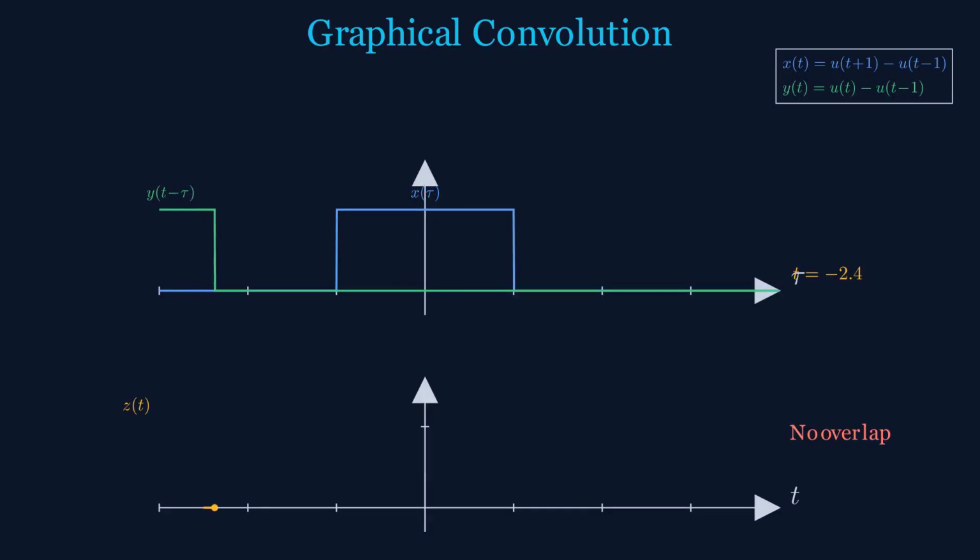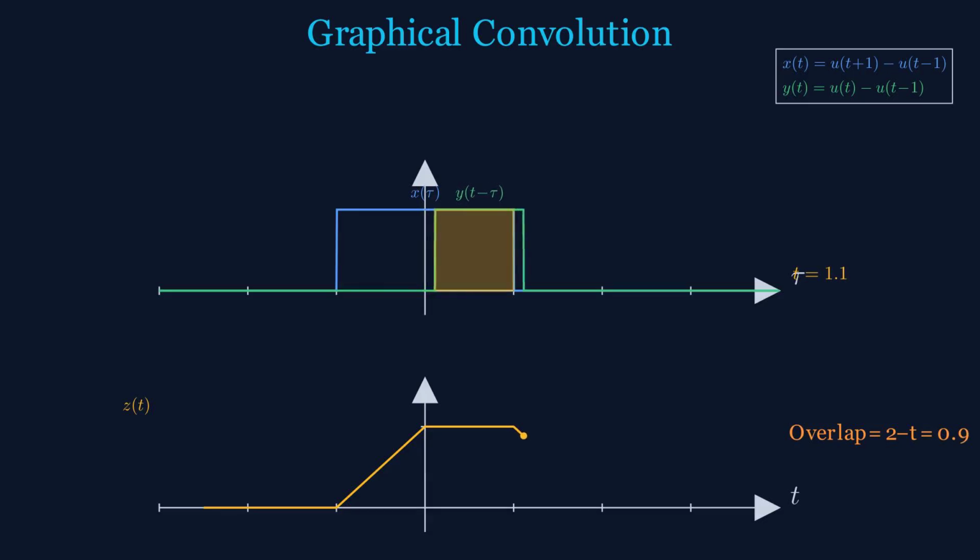When t is less than -1, there is no overlap, so z(t) equals 0. When t is between -1 and 0, the sliding pulse partially overlaps x(tau). The overlap width is t plus 1, so z(t) equals t plus 1. When t is between 0 and 1, the pulse fits entirely inside x(tau), giving full overlap of width 1, so z(t) equals 1.